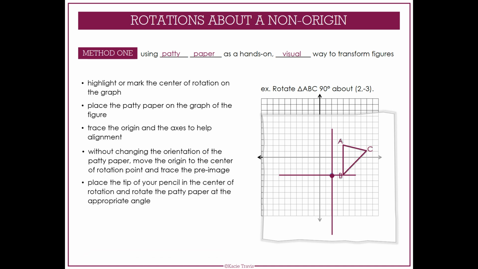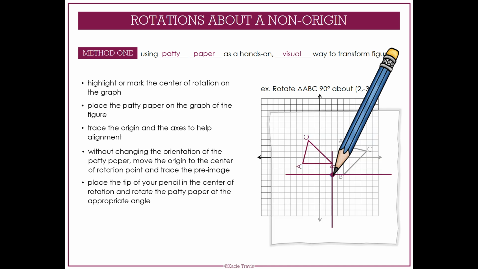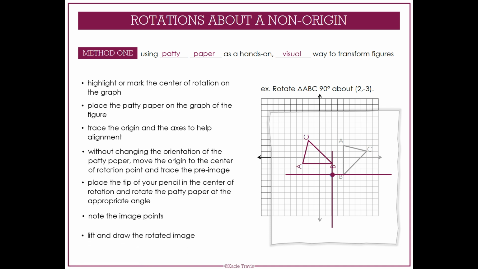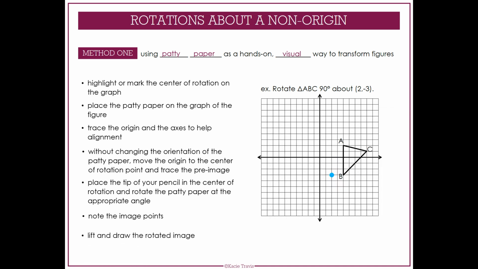Then from here, we're going to rotate this using whatever the rotation is. So this one is 90. And we're just going to go through and hold down the paper. And then we're going to rotate it 90 degrees, which will give us our new shape. Now, these points here are what we're going to note, and we are going to draw those points on our original graph. So that means that we will have this picture here.